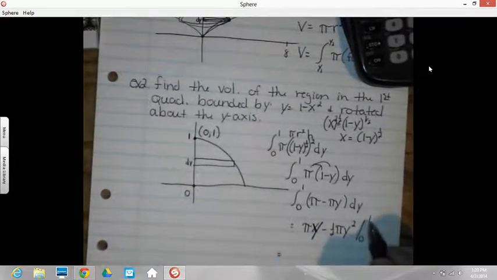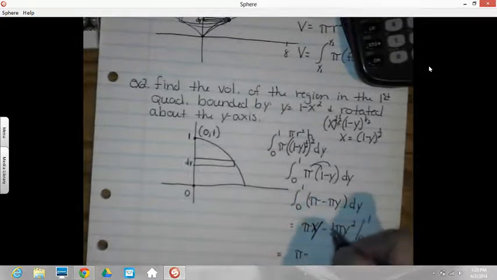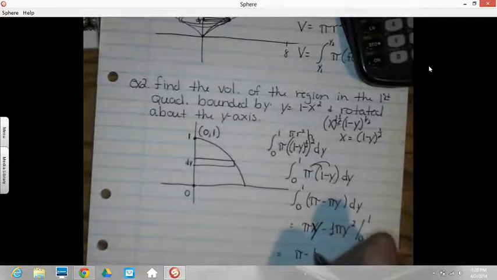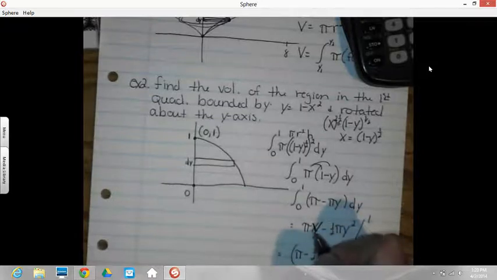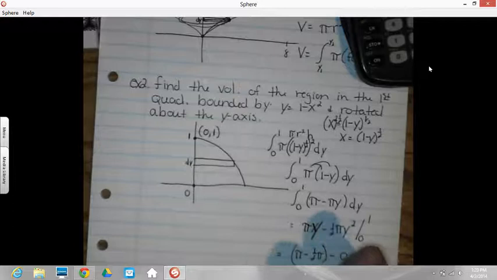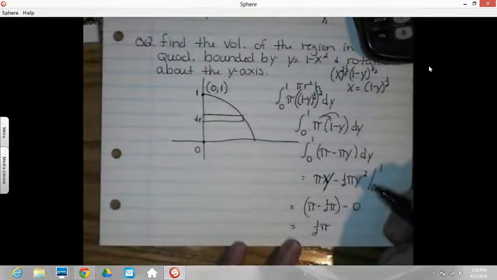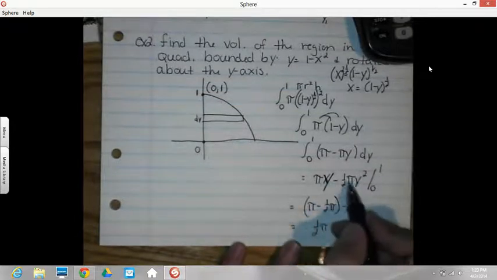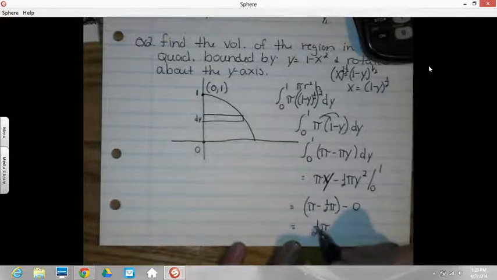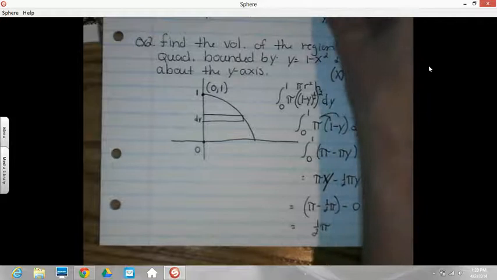Okay, putting in a 1 for the y, that'll be pi minus 1/2 pi. Putting in the 0, I get 0 minus 0 is 0. So pi minus 1/2 pi is 1/2 pi. Didn't need a calculator on that one. So put in 1 for the y, pi, that'll be 1, 1/2 pi, subtracted, got a 1/2 pi, 0, gave me a 0. Okay, let's try one more.